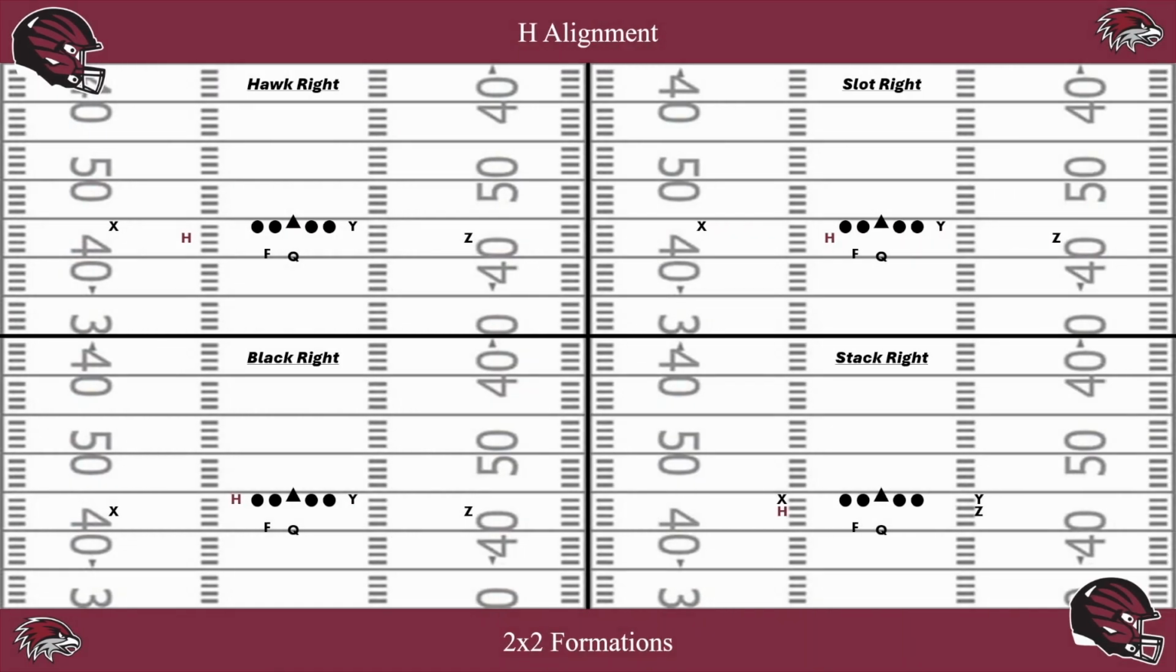In all 2x2 formations, the H aligns to the backside as the number 2 eligible player. In hawk, the H aligns in a 2-point wide receiver stance. In slot, the H aligns in a 2-point balance stance off the hip of the tackle. In black, the H aligns just outside the tackle, on the line with his hand in the dirt. And in stack, the H aligns stacked behind the X.